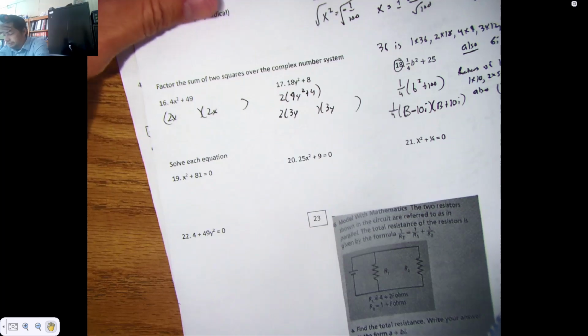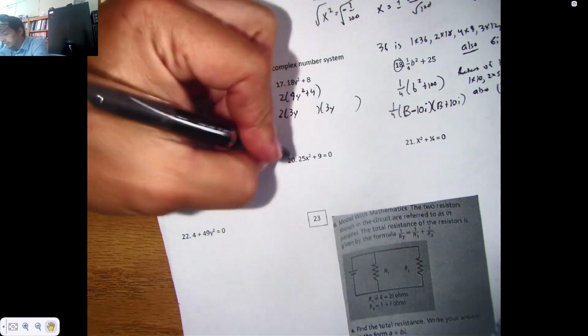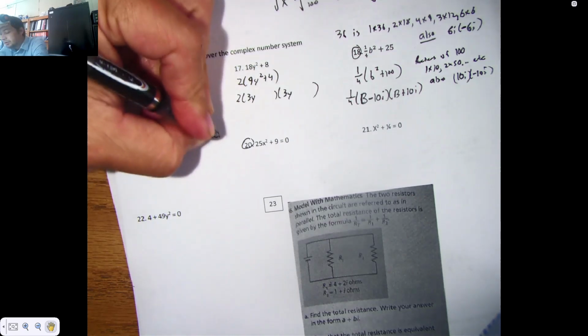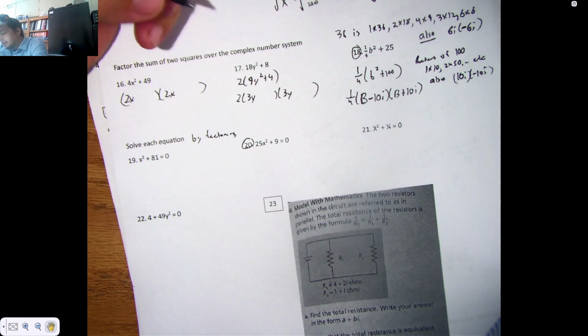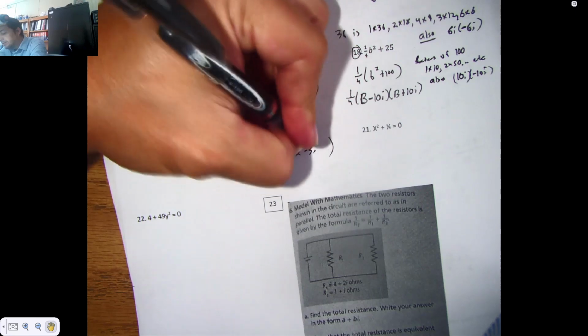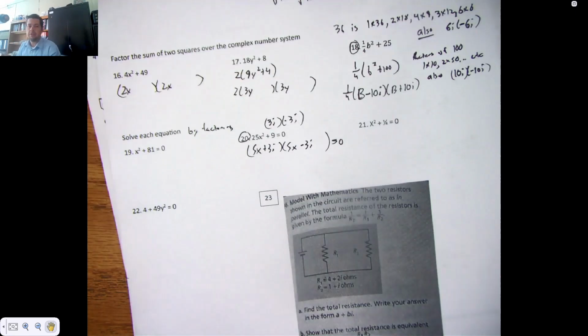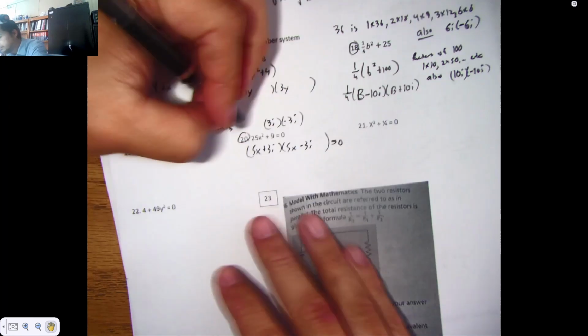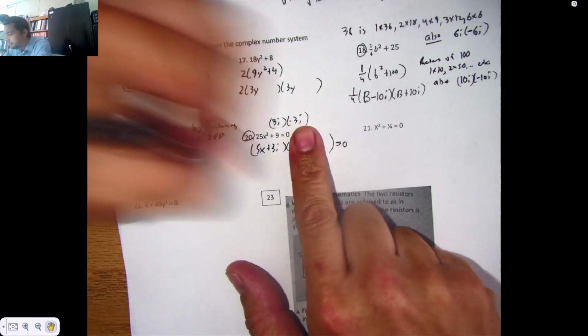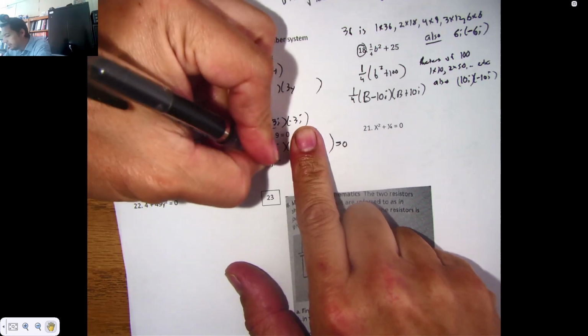All right, what do we got here? We got some solving. Let's look at 20. I'm going to solve it by factoring, because you don't know the quadratic formula yet. This is going to be a 5x and a 5x. And the factors of a positive 9 are 3i and negative 3i. So plus 3i, minus 3i, and it's equal to 0. So I can use the zero product property. I take each factor and set it equal to 0.